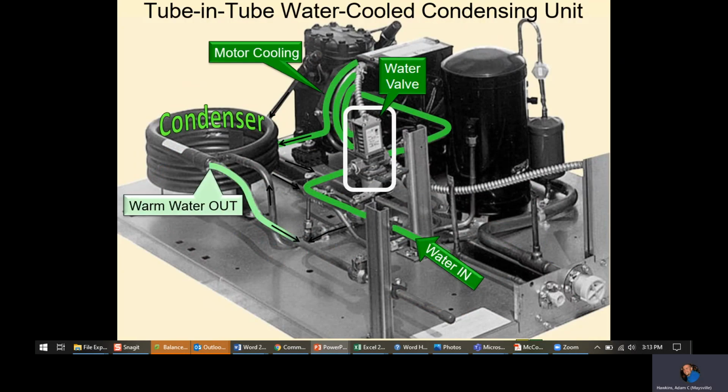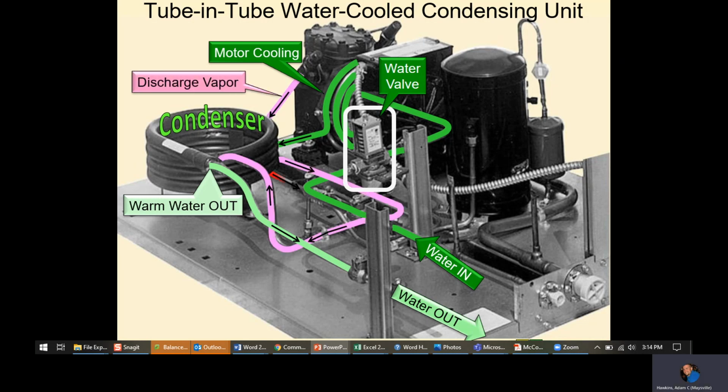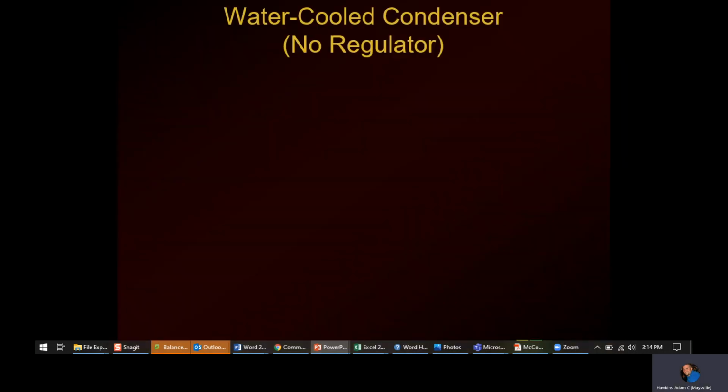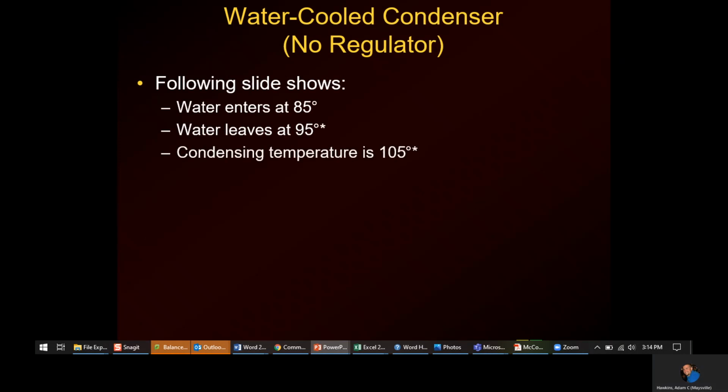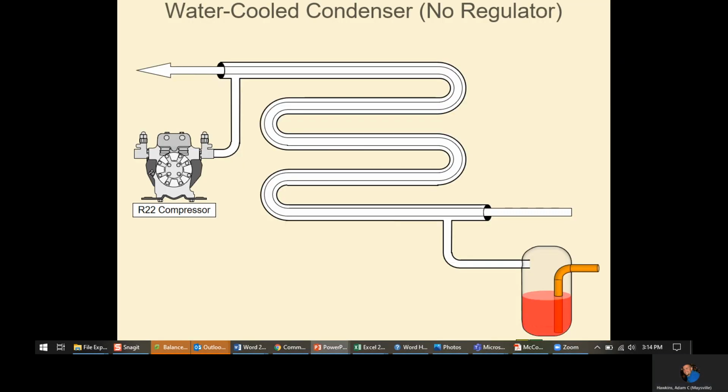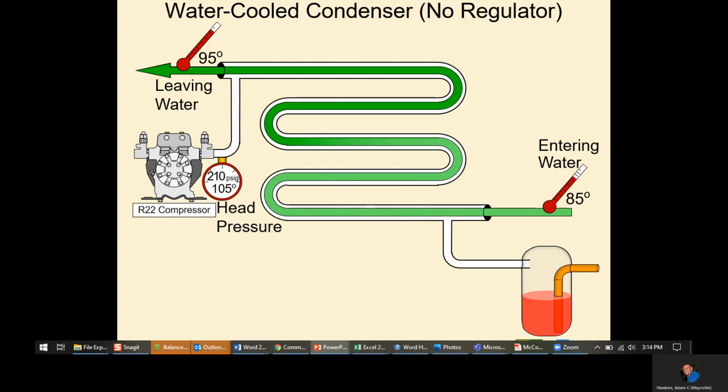So here's an example of one of those in place on a system. You've got refrigerant and water. We're not going to talk a lot about that right now, but we will later. But I do want you to know that water-cooled systems are very prominent.